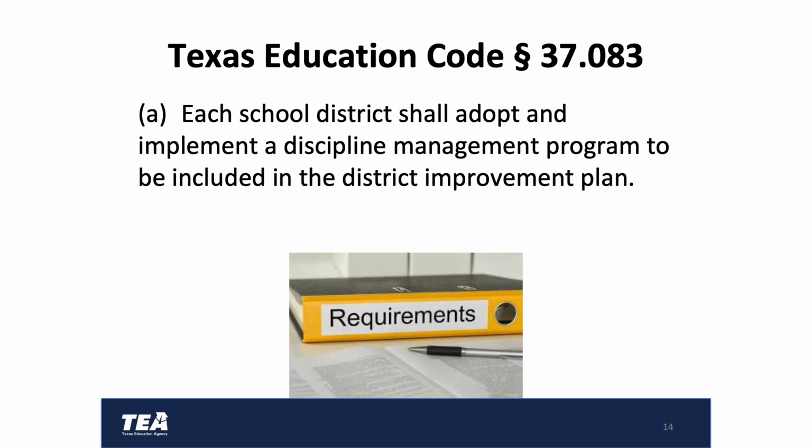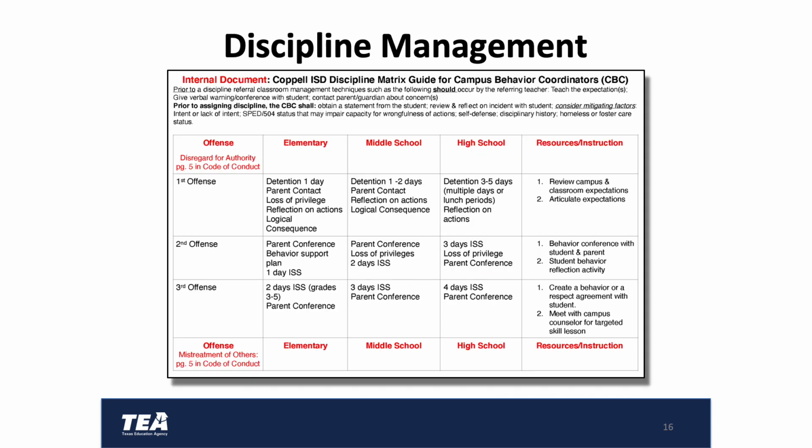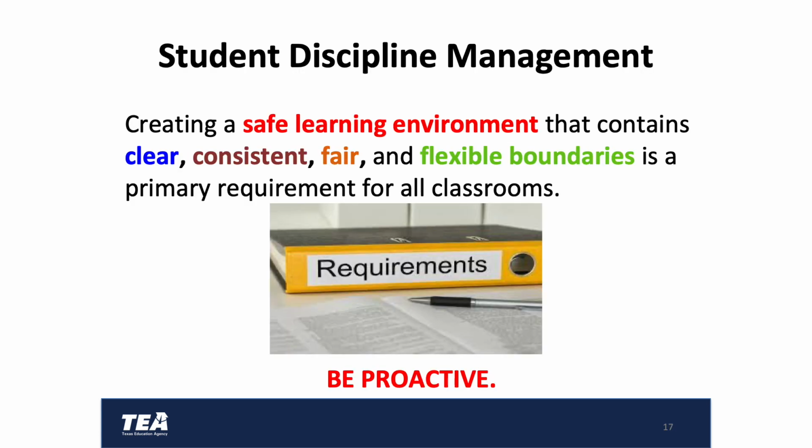Our Texas Education Code wants us to adopt a discipline management program that defines what is acceptable behavior in the classroom. Here at CISD, we have 3 different things that will help us in this management system, and that is our student code of conduct, our employee handbook, and then the discipline matrix. Those 3 things will help us be proactive in what we are doing inside the classroom when it comes to these behaviors.